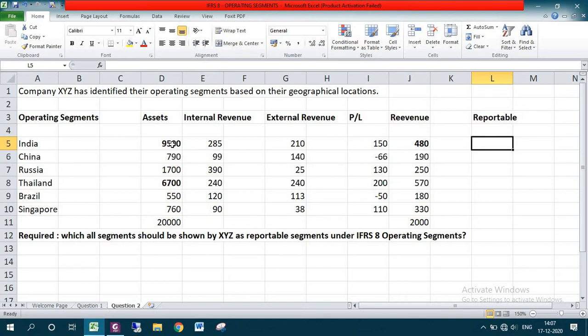Also, keep in mind that India is already qualified as a reportable segment by the assets criteria. So if it doesn't meet the revenue criteria, no problem. Don't get confused. India is still reportable.